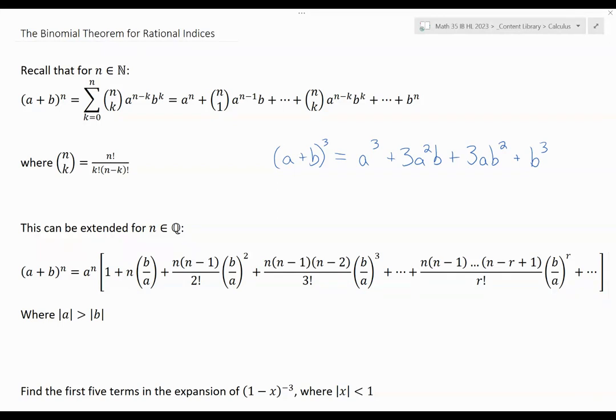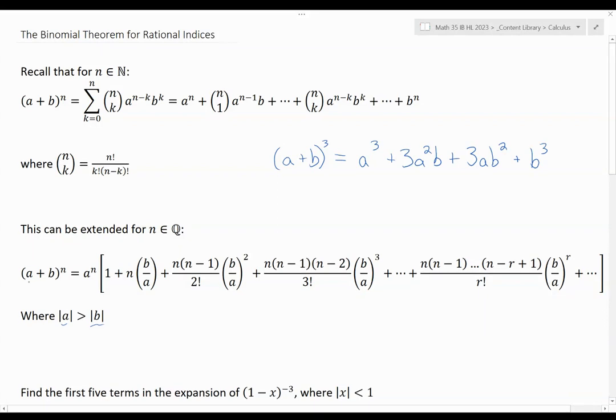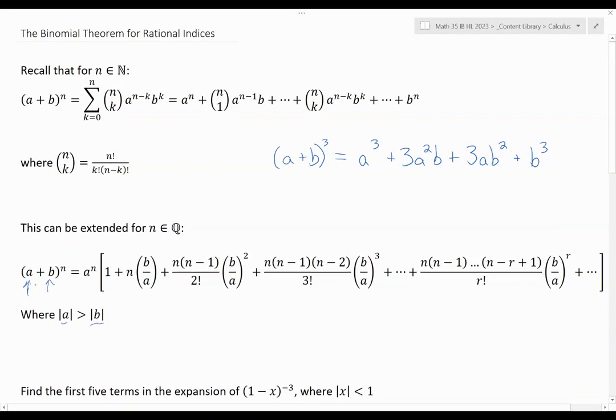But we can actually extend this for any rational power. So this includes negatives, it includes fractional powers. And it's a slightly more complicated formula, but you can see it here. And we're just going to have a look at what it is. We assume, for the sake of this particular formula, that the absolute value of the first term is greater than the absolute value of the second term. That doesn't change any generality here because we can certainly swap the order of those if we need to.